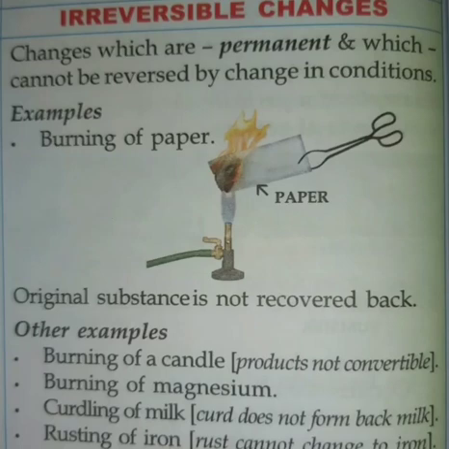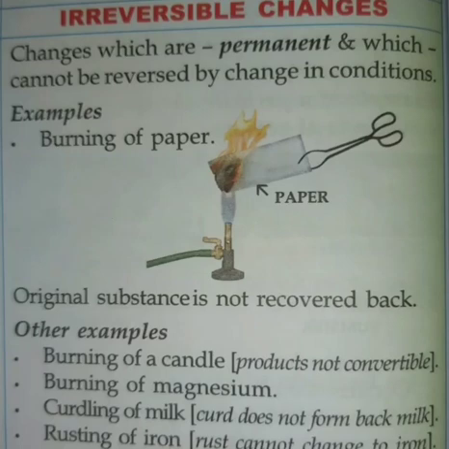You find ash only. That means a new substance is formed here. It is also, you can say the definition, changes which are permanent, irreversible, and here what happened? A new substance is formed. That is known as what? Irreversible changes. That means the original substance is not removed back.